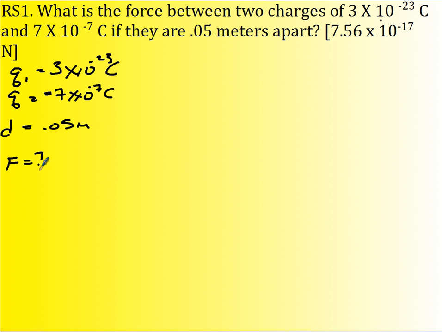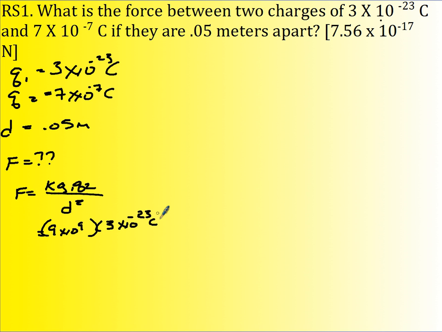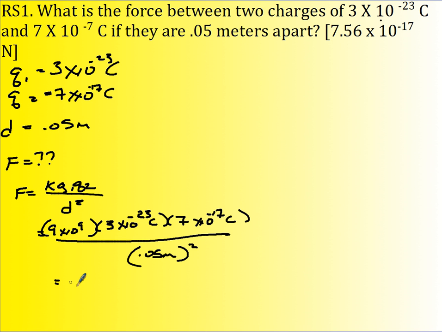So the force that you're looking for, here's your unknown, is K Q1 Q2 divided by D squared. So it's 9 times 10 to the 9th, Q1 is 3 times 10 to the negative 23rd coulombs times 7 times 10 to the negative 17. I forgot my 17 there, guys. Coulombs divided by the distance, which is 0.05 meters, and that's squared. So you get 7.56 times 10 to the negative 17 newtons.